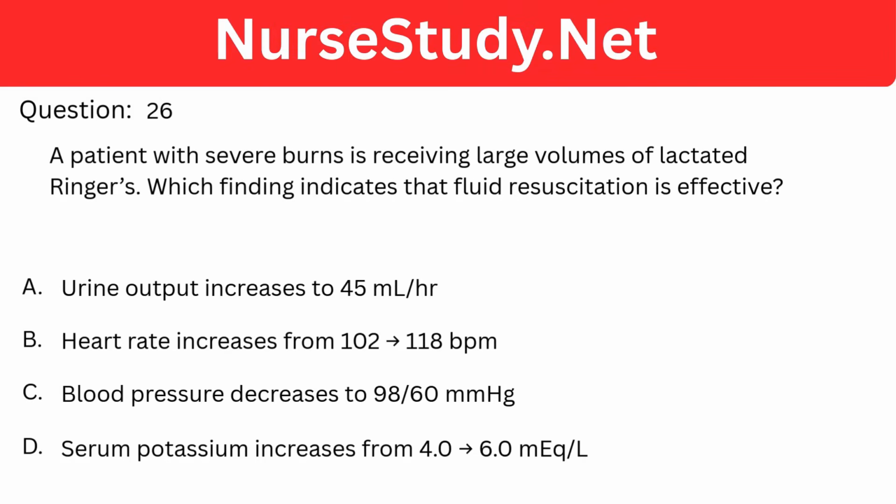Question 26. A patient with severe burns is receiving large volumes of lactated Ringer's. Which finding indicates that fluid resuscitation is effective? A. Urine output increases to 45 milliliters per hour. B. Heart rate increases from 102 beats per minute to 118 beats per minute. C. Blood pressure decreases to 98/60 millimeters of mercury. D. Serum potassium increases from 4.0 to 6.0 milliequivalents per liter.